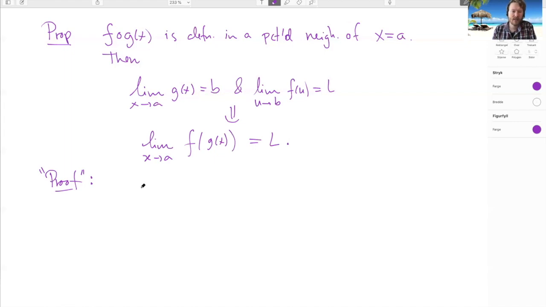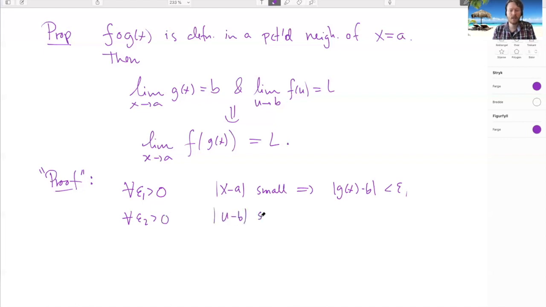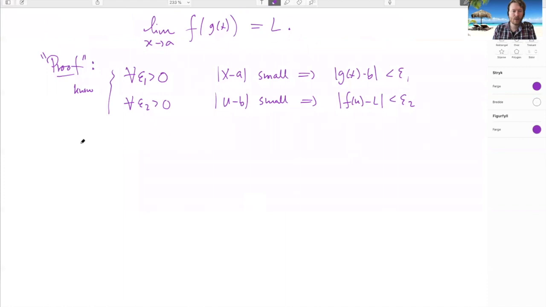So what we know here is that for every epsilon 1, then x minus a small implies g of x minus b less than epsilon 1. For every epsilon 2, we know that if u minus b is small, then we get f of u minus L small. So I'm doing a hybrid hand waving here, slightly on the rigorous side, slightly not. So this we know. And what do we need to prove?